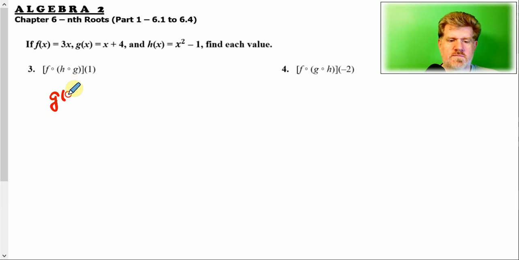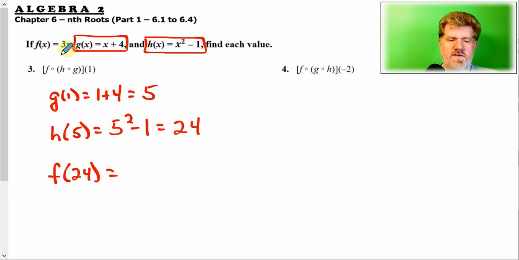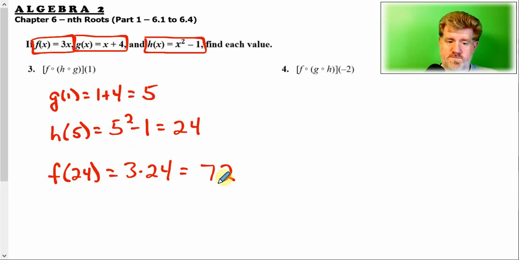g of 1. Remember g is x plus 4, so it's 1 plus 4. So the answer is 5. I'm going to take that 5 and now plug that into h. And remember, h is x squared minus 1. So it's going to be 5 squared minus 1. 25 minus 1 is 24. I'm going to take that 24 and plug it into f. Now f is 3 times x, 3 times a number. Well, it's 3 times 24, which would be 72.